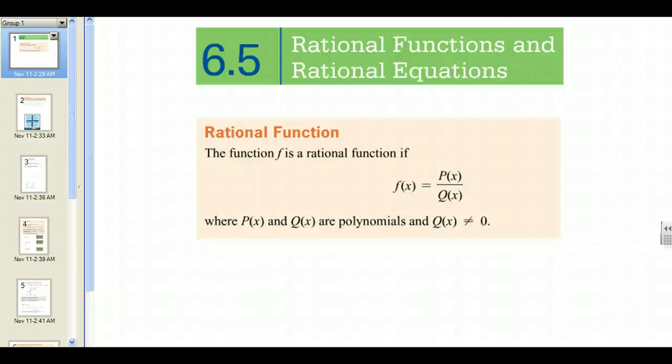Alright, this is your 6.5 notes, rational functions, rational equations. So what a rational function is, is a function of the form p of x over q of x, where p and q are both polynomials, okay, and q can't be the zero function. So just basically the stuff we've seen in the last two sections, 6.3 and 6.4, those polynomials, that's what we're dealing with as our numerator and denominator now.